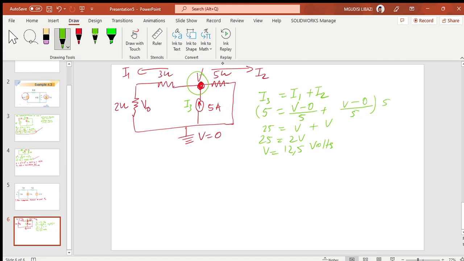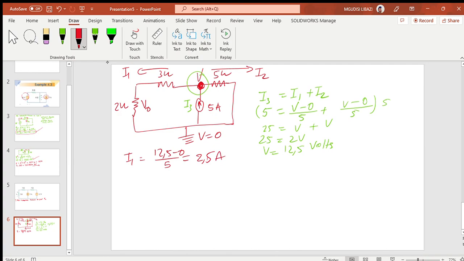And then what I can do is go back now. Since I said I1, if you check, I1 is equal to what from here? Is equal to V minus 0 over 5. That means now I1 is actually equal to, in place of V we put 12.5 minus 0 divided by 5. I get 2.5 amps.